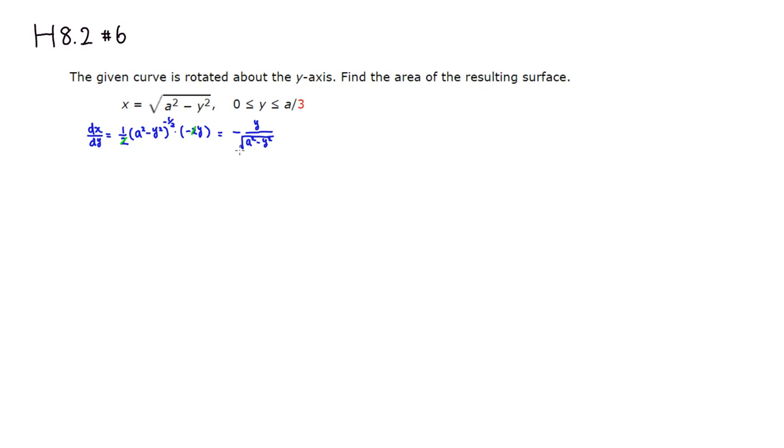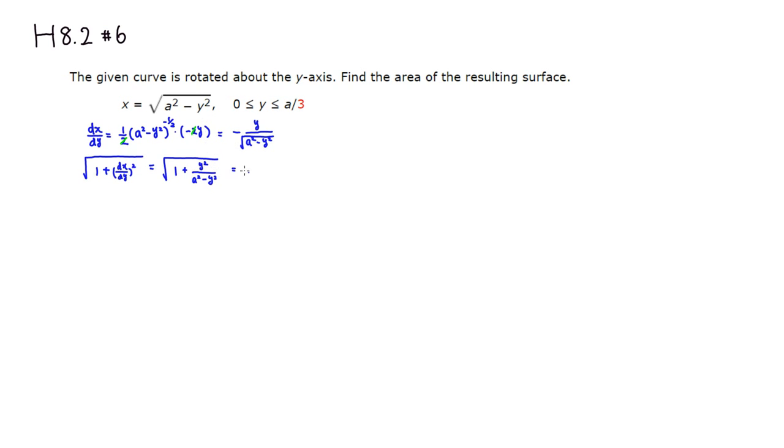Now let's find the square root of 1 plus dx over dy squared. This is equal to the square root of 1 plus, squaring that, a positive y squared over a squared minus y squared.